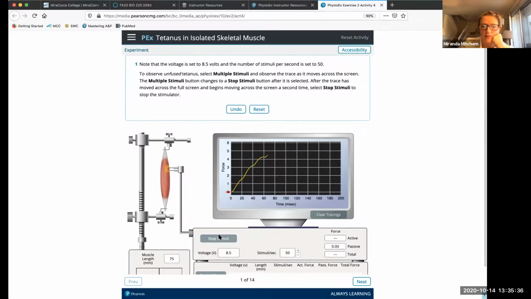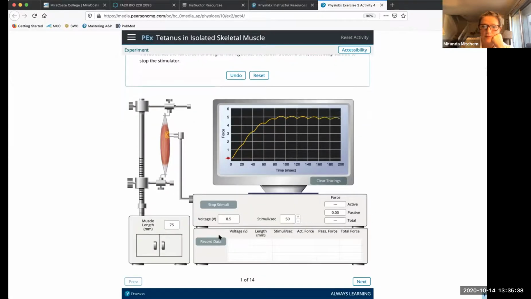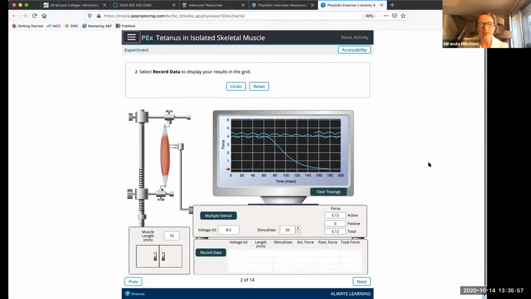Here we go. Oops, there we go. All right, it's still going, even though I hit stop. So let's go ahead and do that again. Why are we still going? It's not done. All right, I think we can see what happened though with the frequent multiple stimuli. Look how high our force began to begin with.